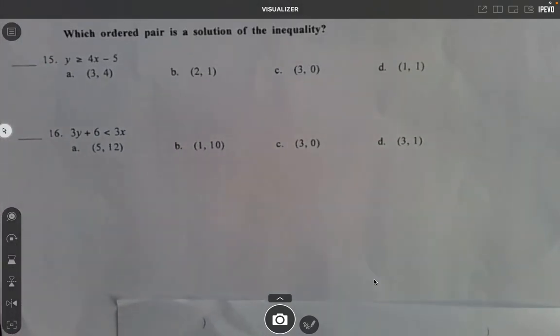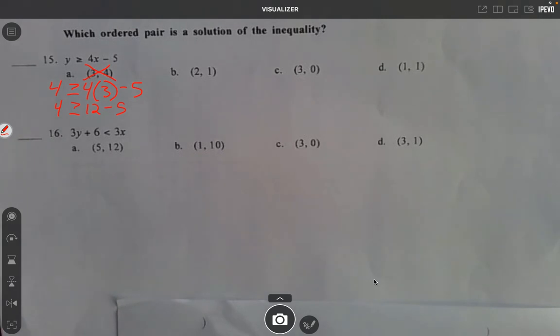Okay, 15 and 16. They are plug and play. That's all they are. That means you're going to plug it in and see if it works. So for y, I'm going to put, is 4 greater than or equal to 4 times x minus 5? 12 minus 5 is 7. 4 is not bigger than 7, so that's not my answer.